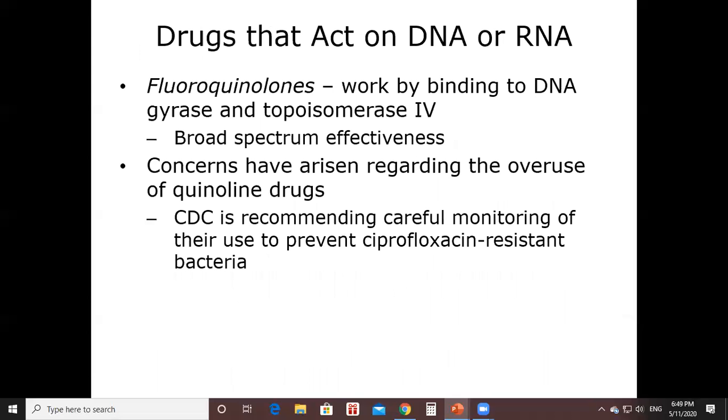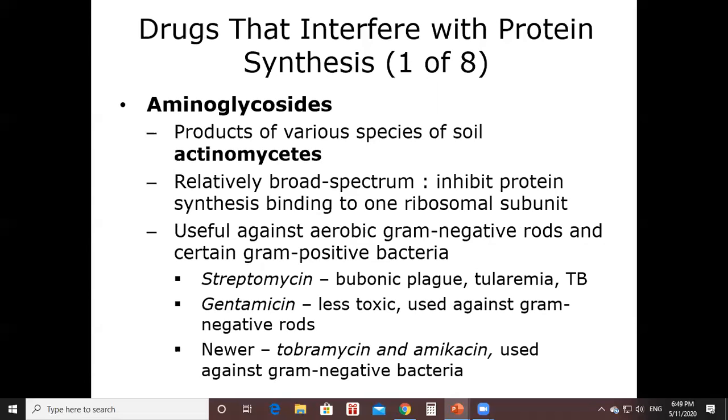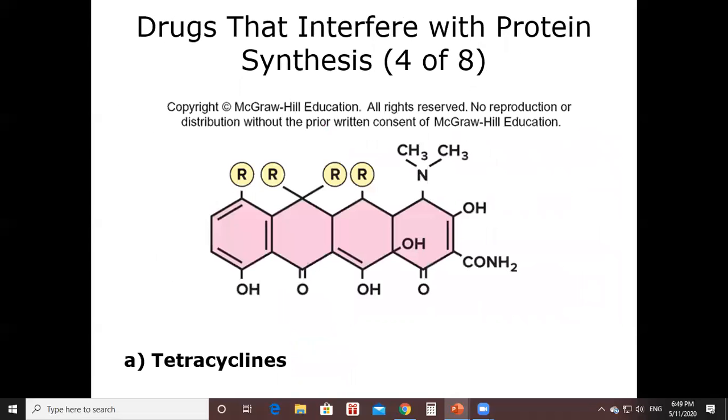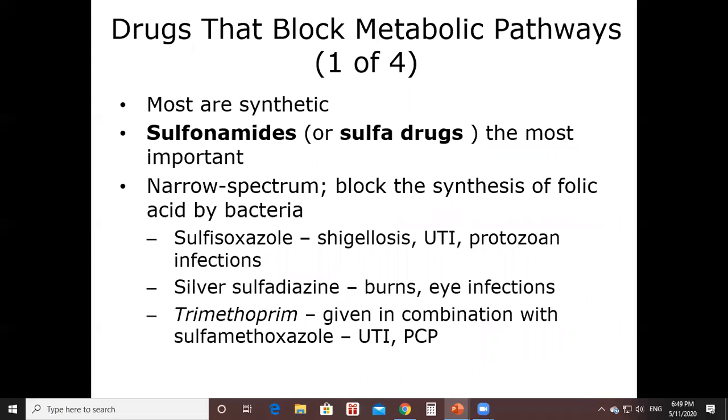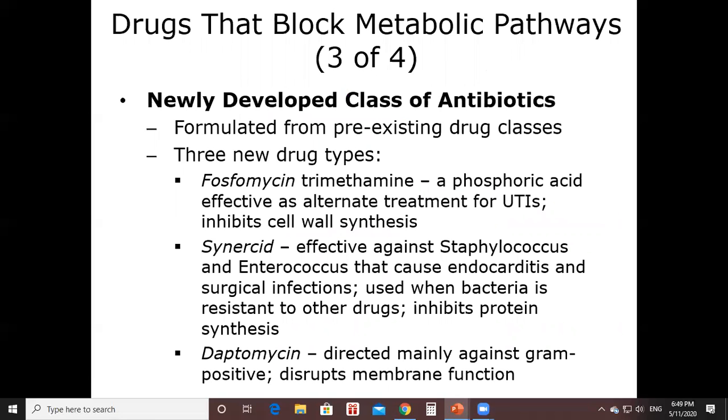I'm not going to ask you specifics for these. Sulfa drugs. There are different newly developed classes of antibiotics. It's good to just look at them, and you can decide if you want to know more about them. Here are some new drug types. They're formulated from pre-existing drug classes, plus three new drug types. You can look at the different ones and what they affect.